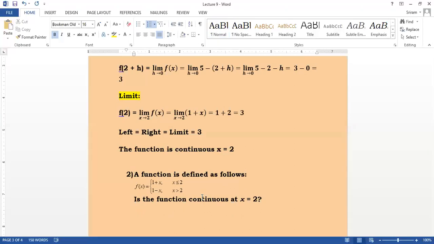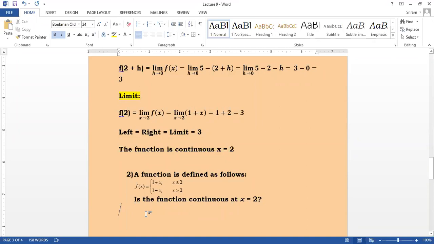Okay. See, a function is defined as follows. F of x is equal to 1 plus x, x less than or equal to 2; 1 minus x when x is greater than 2.